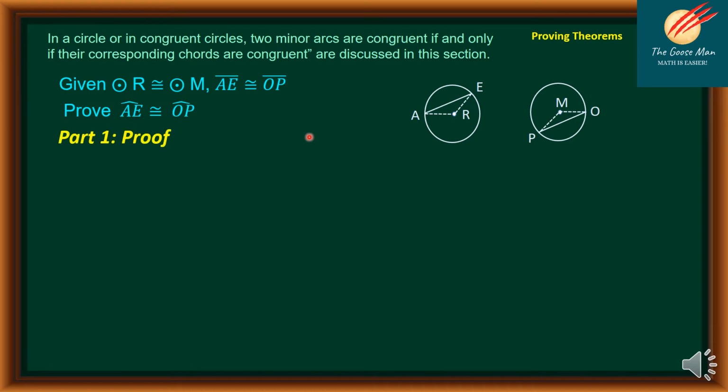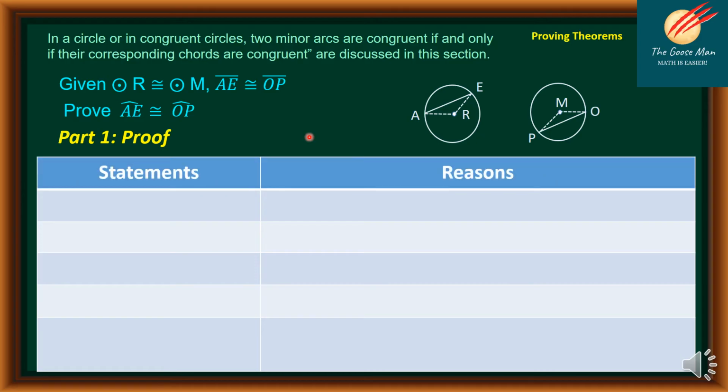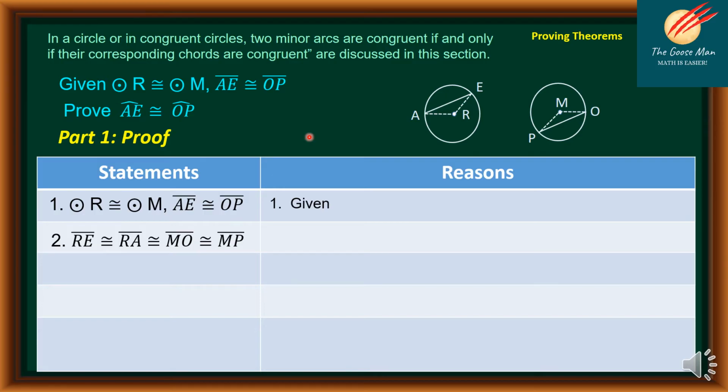So again, for the first part of our proof, we have statement number one: circle R is congruent to circle M, and AE is congruent to OP. The reason is it is given. For statement number two, we have RE is congruent to RA, which is also congruent to MO, which is also congruent to line segment MP. The reason is the radii of the same circle or of congruent circles are congruent.